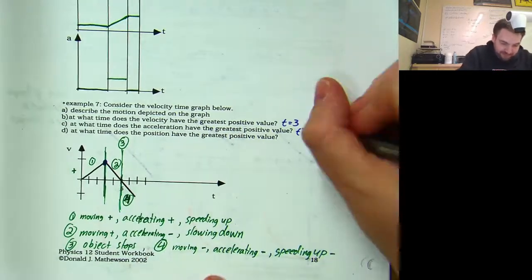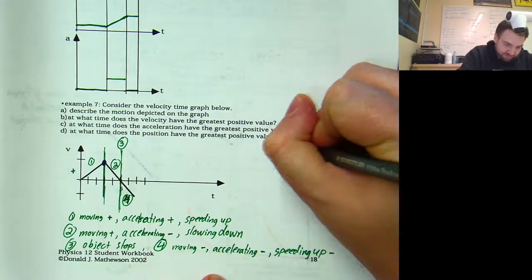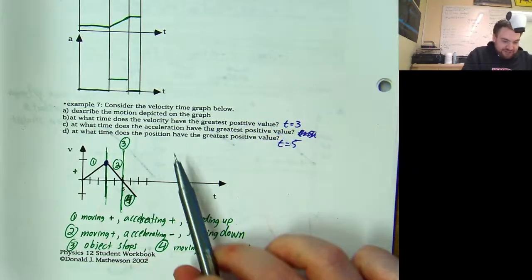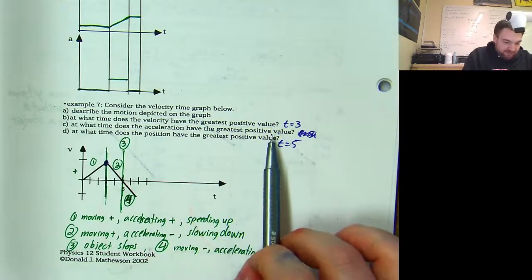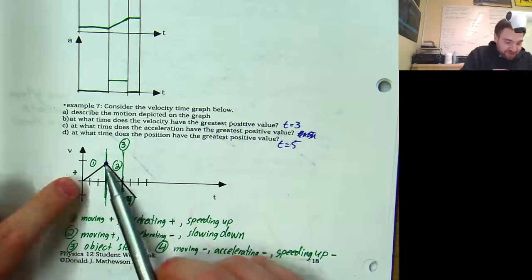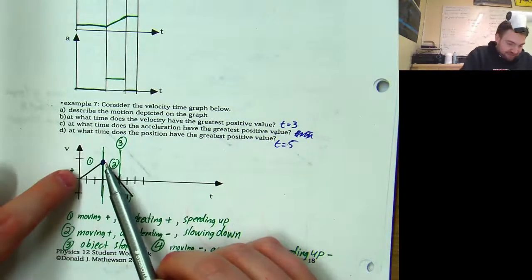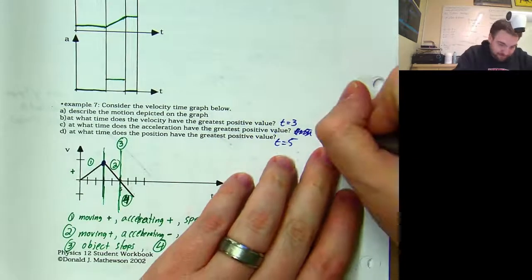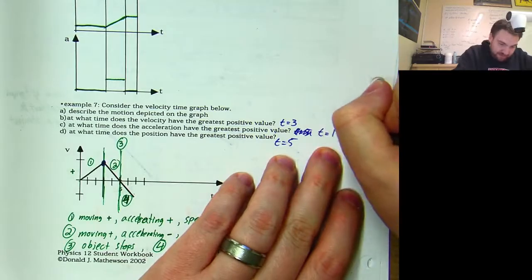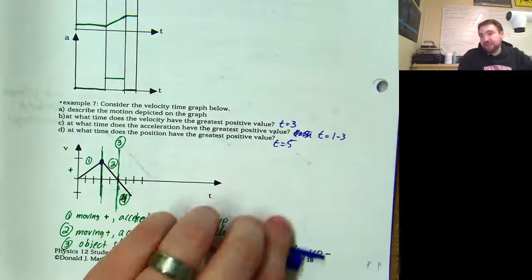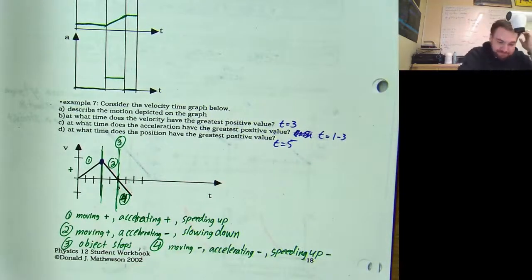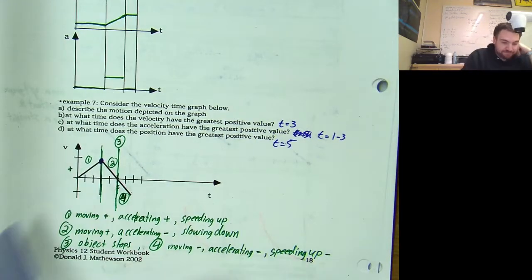Oh, no, I screwed that up. That should be my answer for D. The acceleration has the greatest positive value. Well, acceleration is constant for this chunk and it's constant for this chunk. It's positive and big from 1 to 3. It's constant and positive that whole time. It has the greatest positive value in this window.